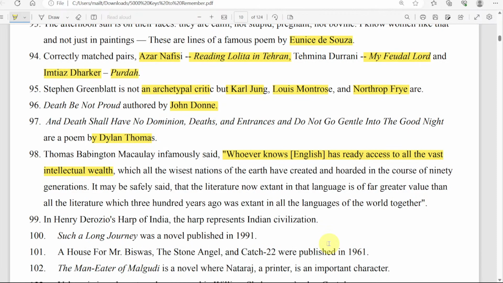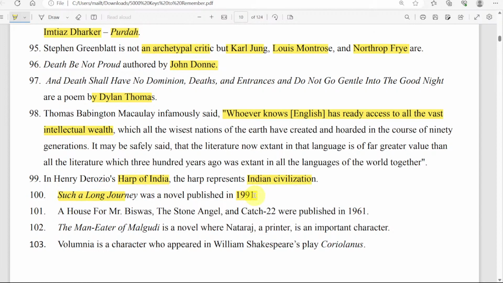In Henry D'Souza's Harp of India, the harp represents what Indian civilization? Such a Long Journey was published in 1991. A House for Mr. Biswas, The Stone Angel, and Catch-22, these all were published in 1961.